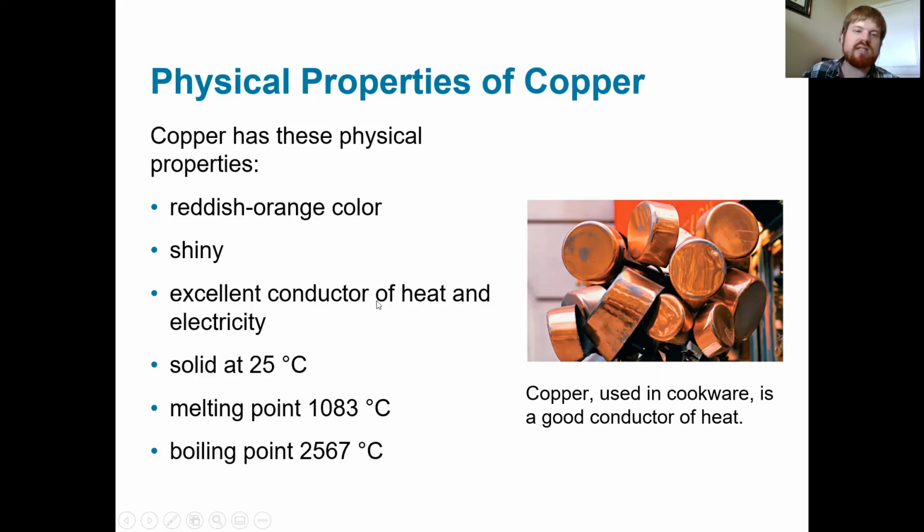At 25 degrees Celsius, which is about room temperature, it's a solid. The melting point is 1083 degrees Celsius. That's where it goes from solid copper to liquid copper, very high. And then beyond that, the boiling point is 2567 degrees Celsius, just an unimaginable temperature, basically.